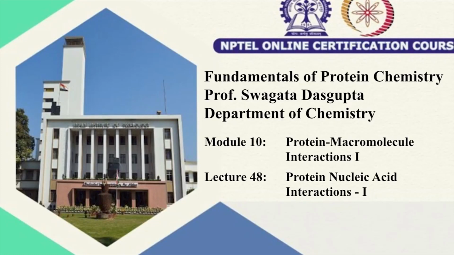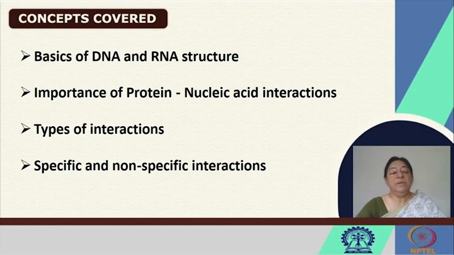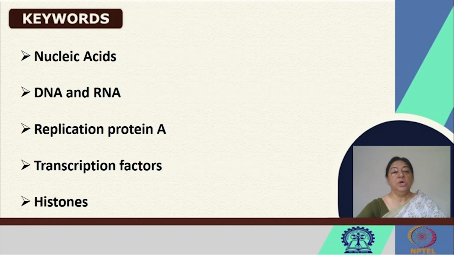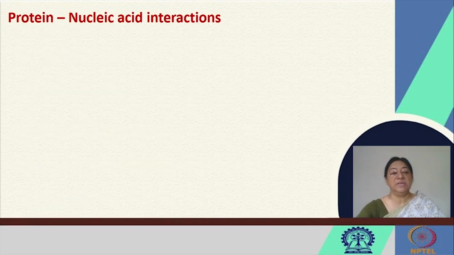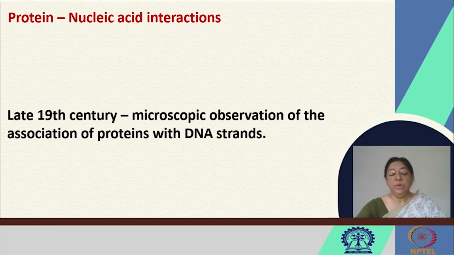So if we look at this specific set, we will be looking at the basics of DNA RNA structure, the importance of protein nucleic acid interactions, the types of interactions, and what we mean by specific and non-specific interactions. Before we go into an understanding of what protein nucleic acid interactions are, it was discovered late in the 19th century that there were microscopic observations of association of proteins with the DNA strands.